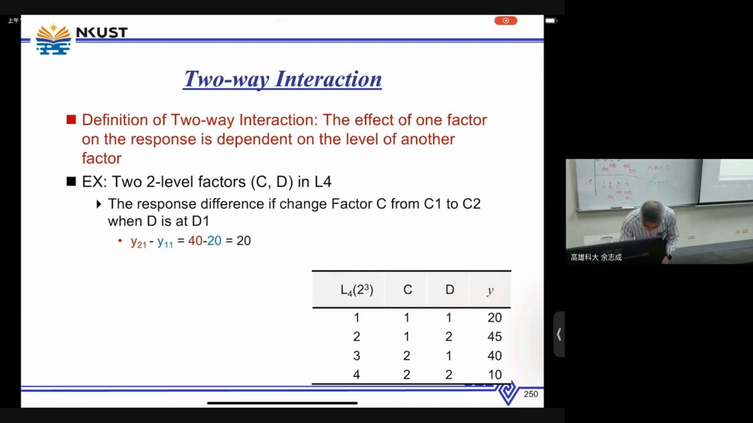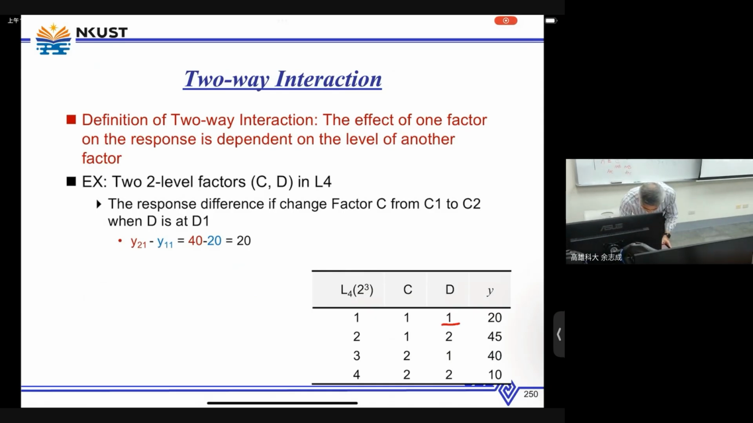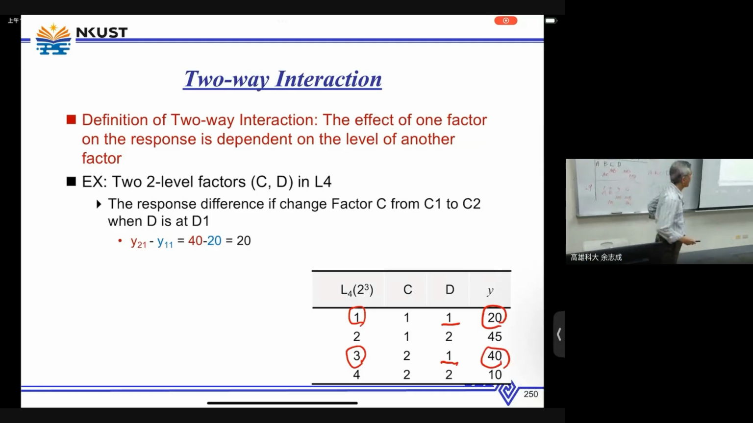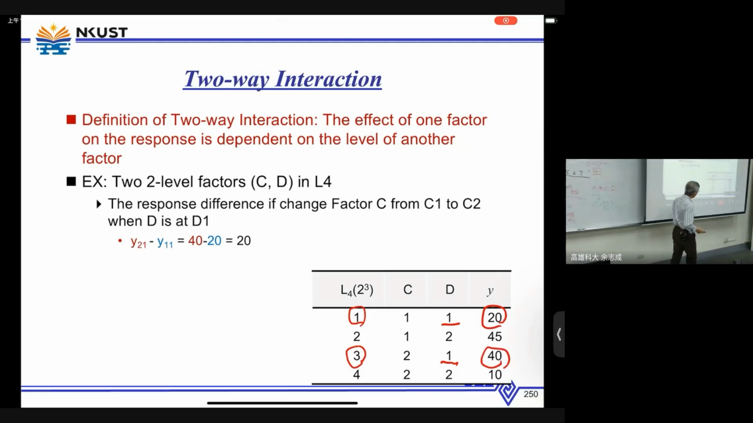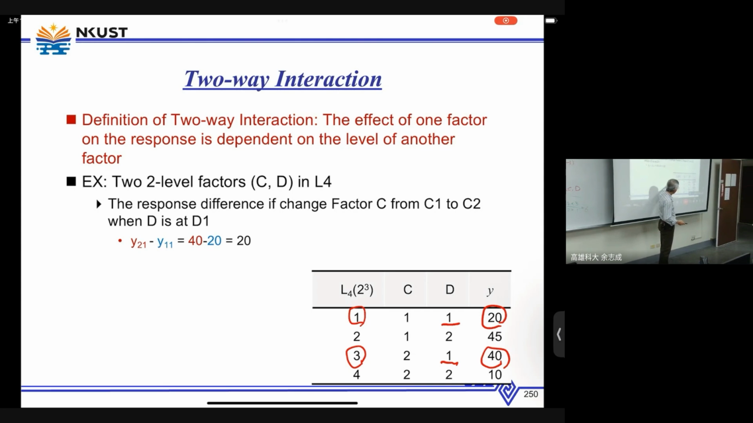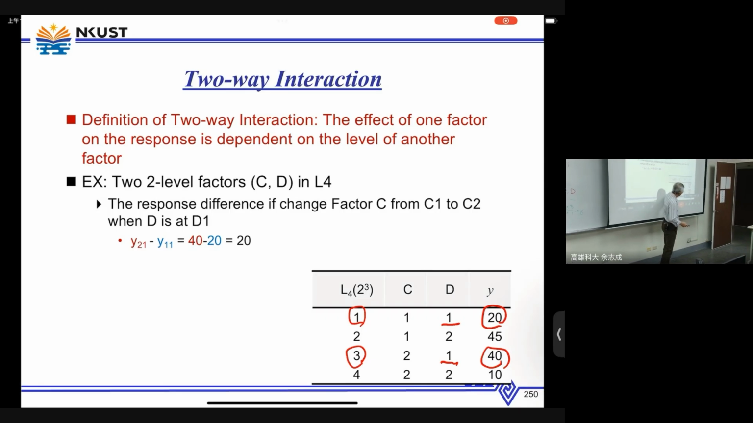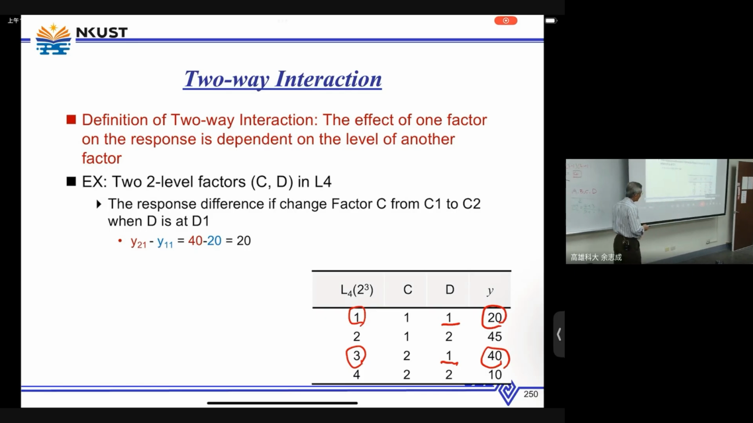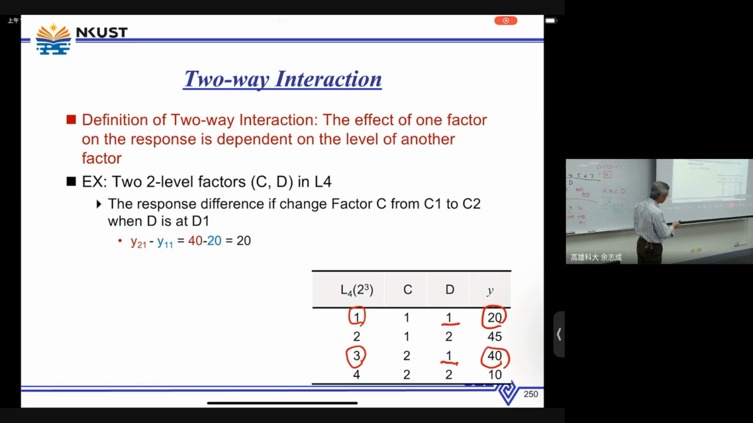When D is at D1, it will be experiment 1 and experiment 3, and the corresponding output is 20 and 40. So the difference between experiment 1 and experiment 3 is that C is changed from C1 to C2, right? D is the same, but C changed from C1 to C2. So we can conclude that the difference will be due to the change of C, and the difference is 20.